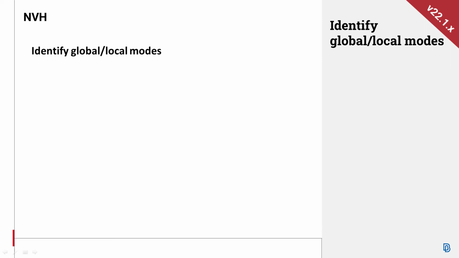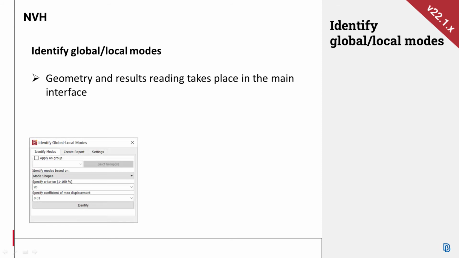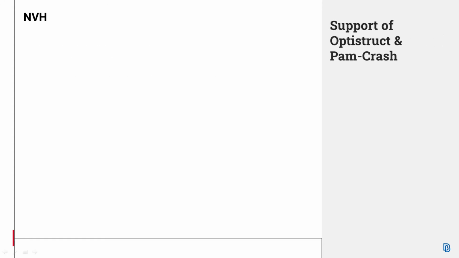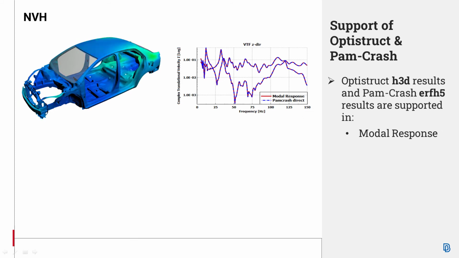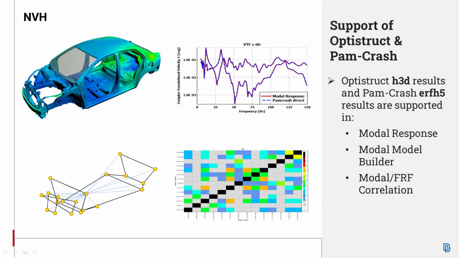Moving on to the Identify Global and Local Modes toolbar, the geometry and results reading now takes place in the main interface. As such, the Read Results tab of the toolbar is no longer available. Modal results from any deck are now supported, and there is also the option to identify modes based on strain energy. Modal results from OptiStruct H3D and Pankras ERF files are now supported in Modal Response, Modal Model Builder, and Modal FRF correlation tools.